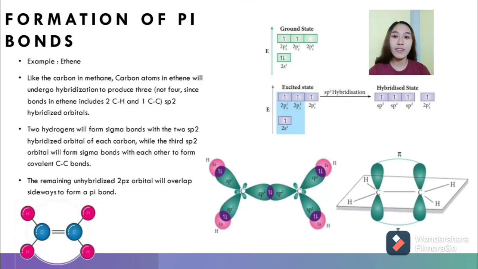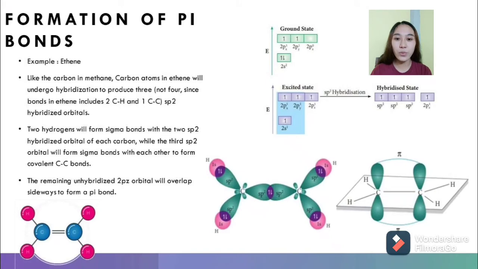So far, we have tackled different hybridizations in polyatomic molecules, and mostly we have discussed sigma bonds or single bonds in these polyatomic molecules. So the next thing that we will discuss further will be the formation of pi bonds, or the double bond and triple bond, in our polyatomic molecules. For the double bond, we will take ethene as our example.